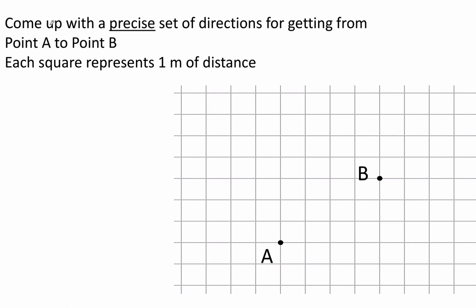Okay, so imagine somebody says, come up with a precise set of directions for getting from point A to point B, right? Each one of these squares is 1 meter of distance. And you've got to come up with directions. Well, those directions would be a vector, okay?